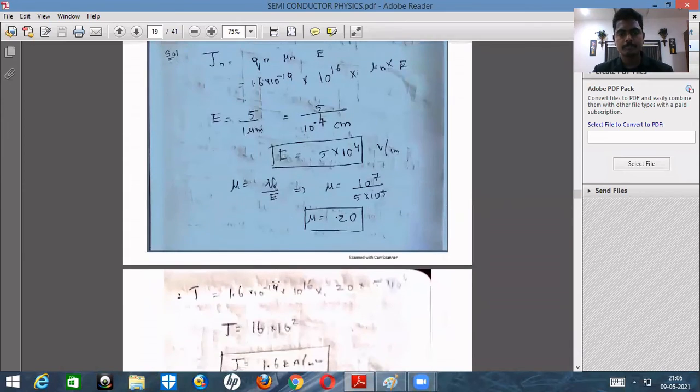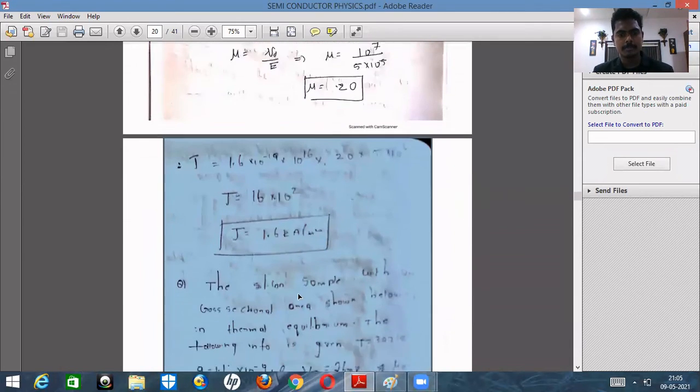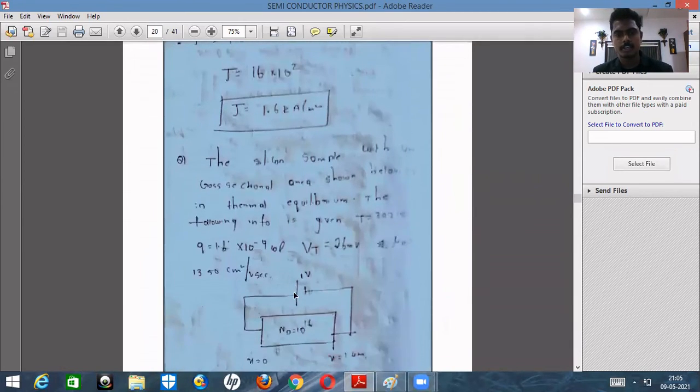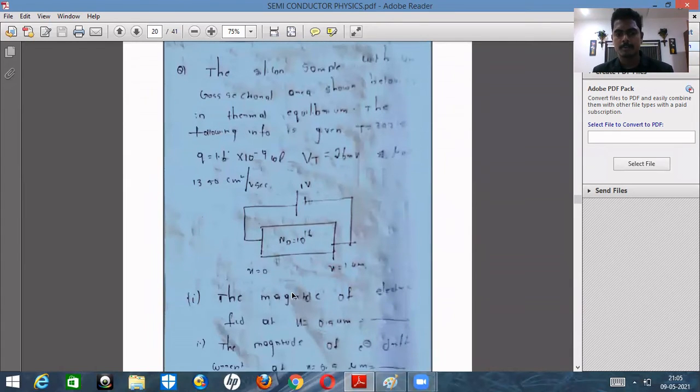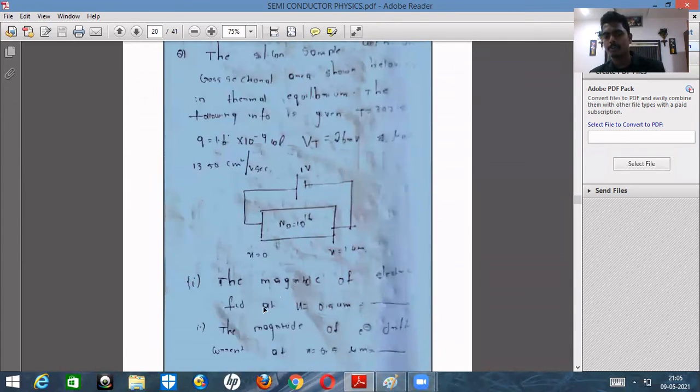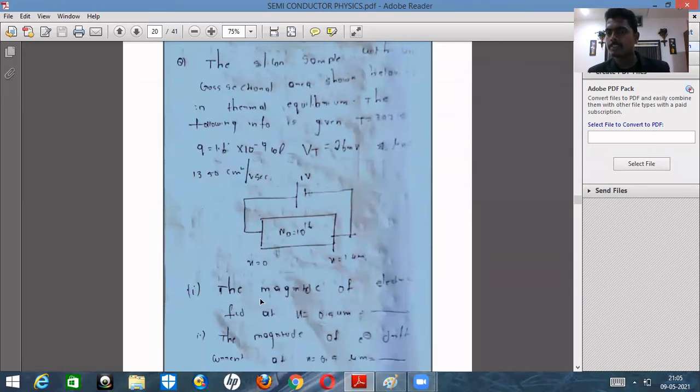Okay, so let's move on to the next problem. I think it might be the last problem for this session, and in the next class we are going to tackle the Fermi-Dirac distribution function, which is somewhat complex, right?